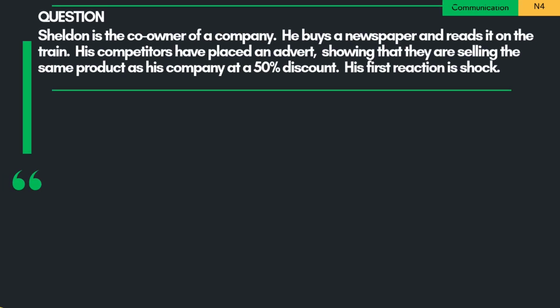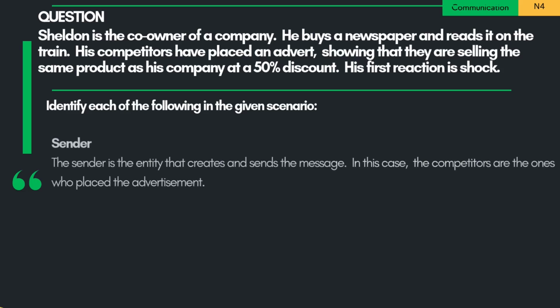Question. Sheldon is the co-owner of a company. He buys a newspaper and reads it on the train. His competitors have placed an advert showing that they are selling the same product as his company at a 50% discount. His first reaction is shock. Identify each of the following in the given scenario.